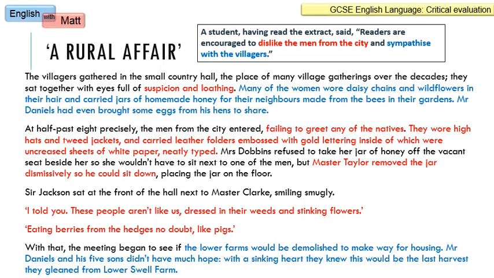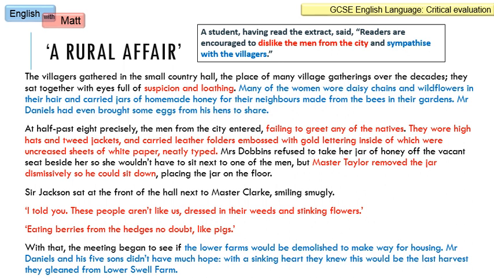So here we have the evidence, and there's a lot of evidence that might be useful here. The red is to do with the men. The fact that the villagers are looking at these men with suspicion and loathing almost encourages us to dislike them, doesn't it? We've then got the fact that they failed to greet any of the natives. Their clothes are very different to the more modest clothing of the villagers, suggesting they're wealthy and perhaps arrogant. Master Taylor removed the jar dismissively so he could sit down, so he's not really interested in the villagers or their way of life.